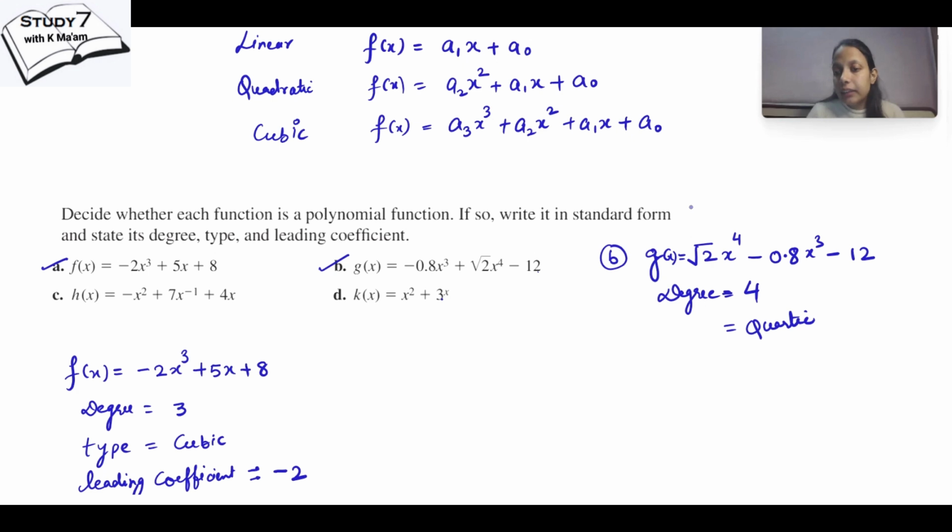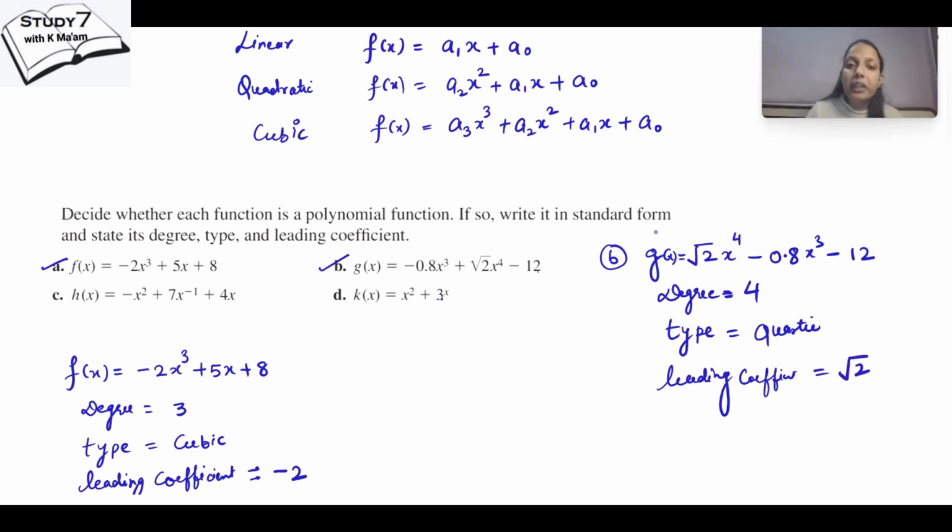Okay. Next is the type. The degree is 4. Now its type is quartic polynomial. Then the leading coefficient is square root 2. So here, don't say that square root 2 is not an integer greater than or equal to 0. The root 2 is a coefficient value. a can be any real number. We have to be concerned with the powers of x.